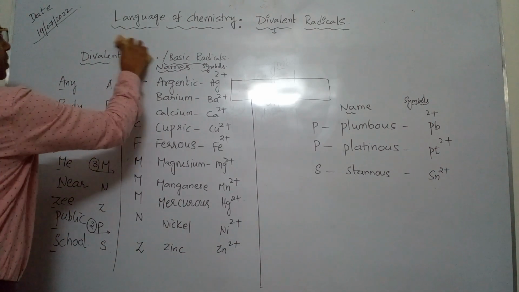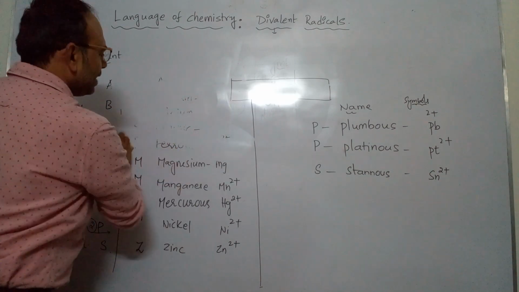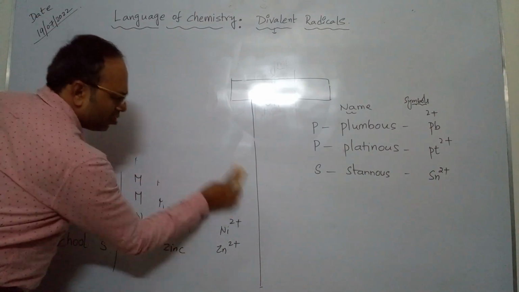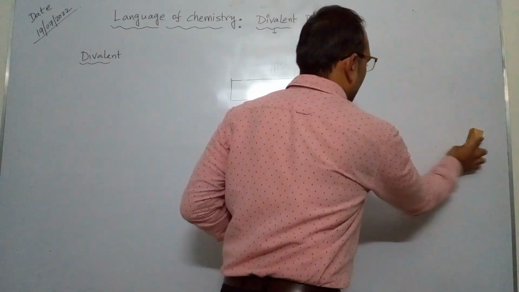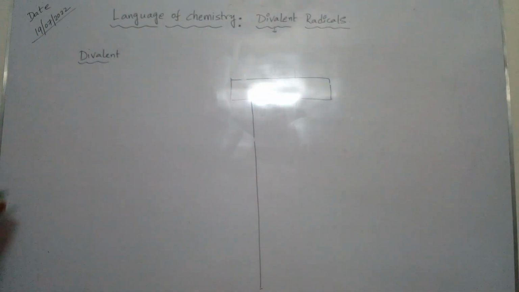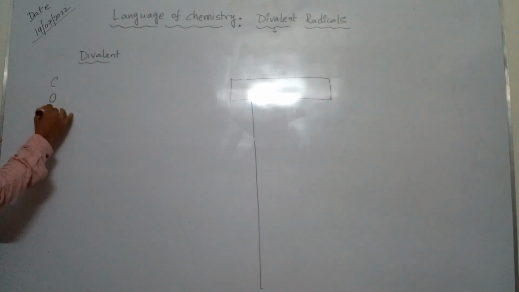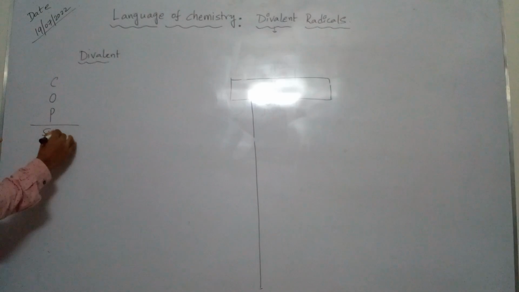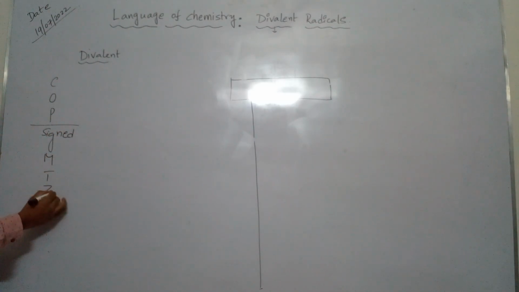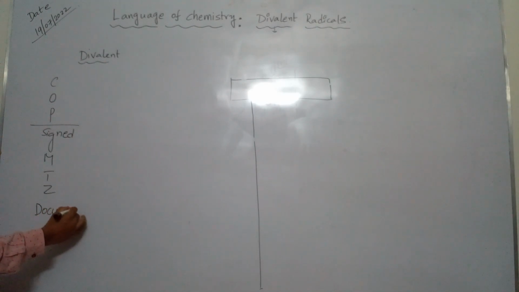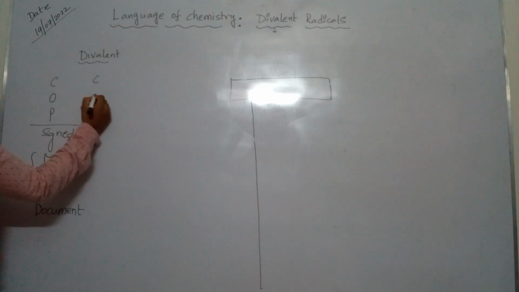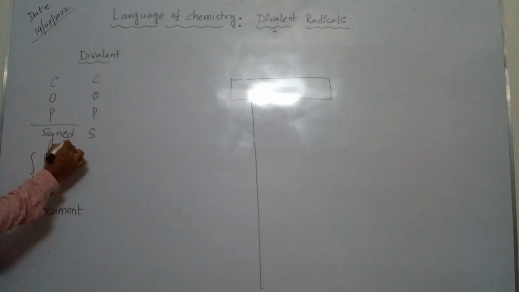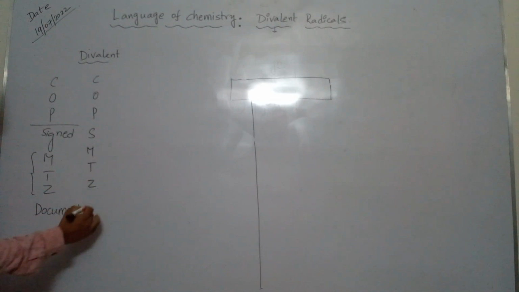Next, let us see divalent anions. So how to remember divalent anions? Again, we can use a mnemonic for this. So let me write: COP signed MTZ document. So there is some document called MTZ. We don't want to expand that. COP signed MTZ document. Now let us write the alphabets: C, O, P, S, M, T, Z and D.